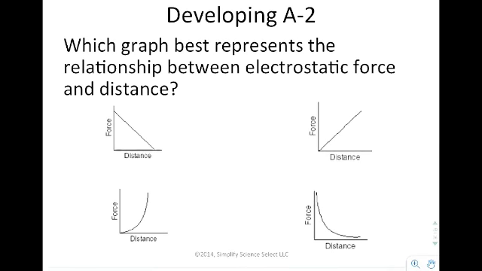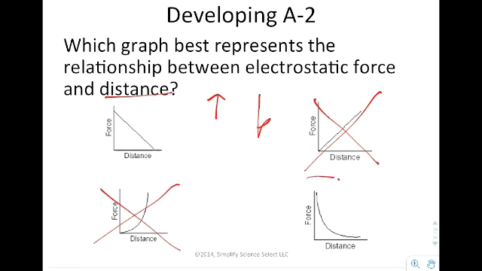So, which graph represents the relationship between electrostatic force and distance? Remember, as distance goes up, force goes down. So we can immediately eliminate these two right there because those are saying as distance goes up, force goes up. Now the next thing is, is it directly proportional or inversely proportional? Is it a squared relationship or direct? And it's a square relationship. So as you double the distance, you quarter the force.